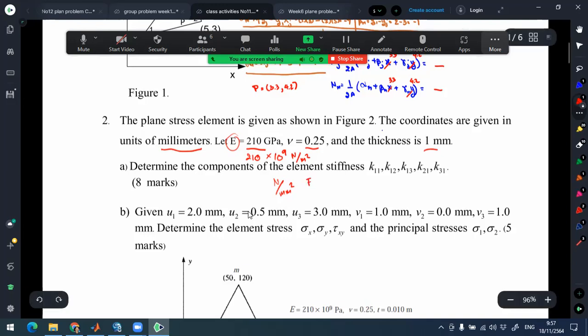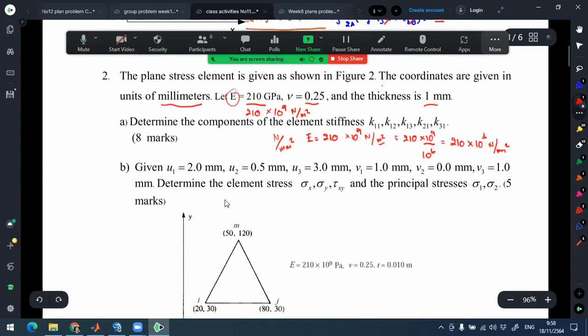So E is equal to 210 gigapascal times 10 power 9 Newton per square meter, right? And it's equivalent to 210 times 10 power 9. We convert square meter to square millimeter by dividing by 10 power 6. So it becomes 210 times 10 power 3 Newton per square millimeter.